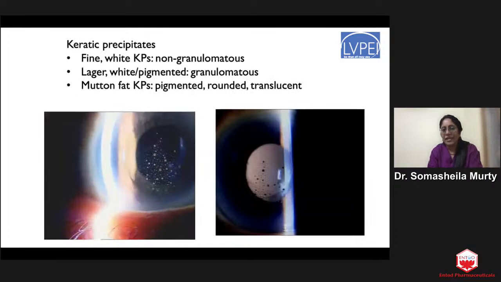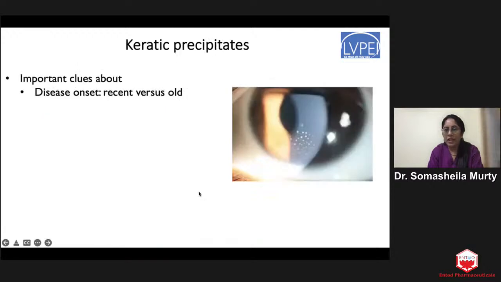You can have fine white keratic precipitates, like in the HLA-B27 case, probably like in Sonali's case, or you can have larger white or pigmented ones in granulomatous uveitis. So this is a patient with granulomatous pigmented keratic precipitates, what they call mutton fat. They're a muddy brownish to yellowish, very three-dimensional looking. This is very classical. You suspect that the patient may have a tubercular etiology in this kind of situation.